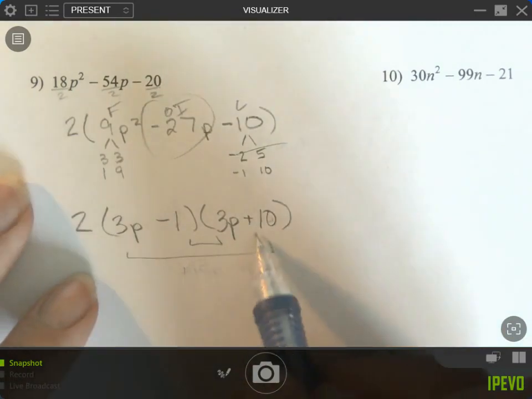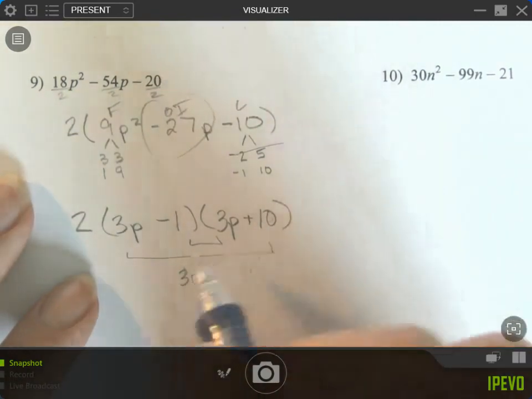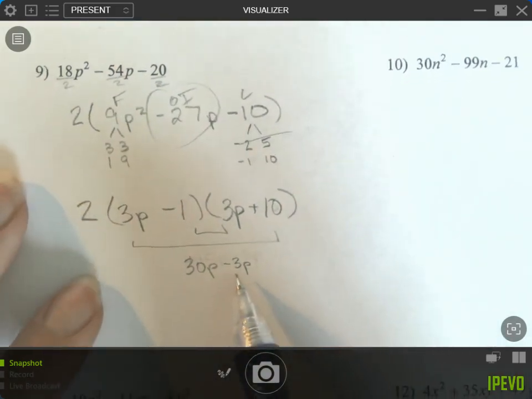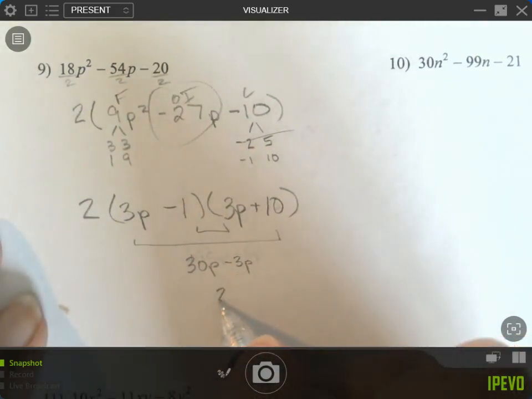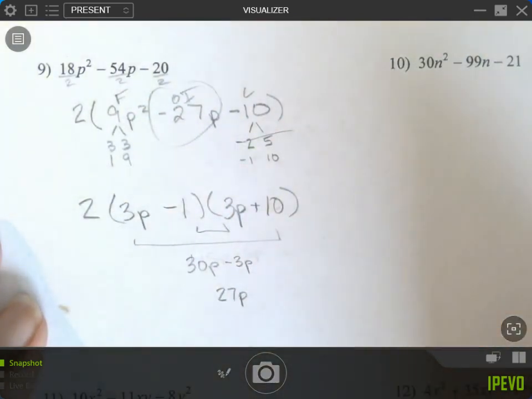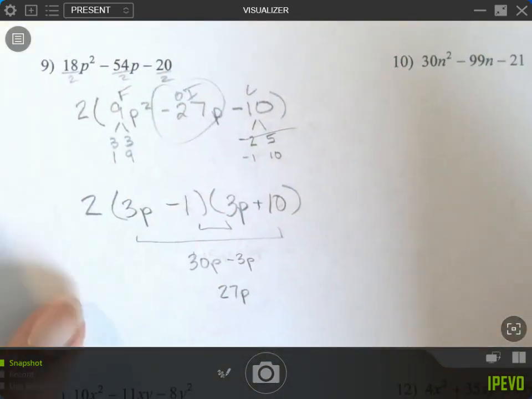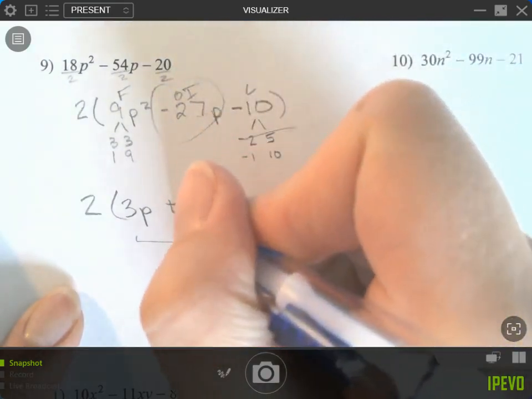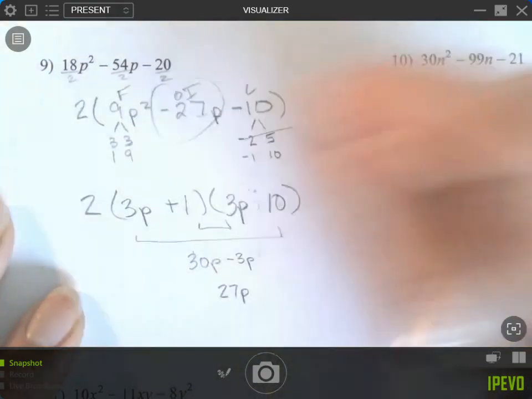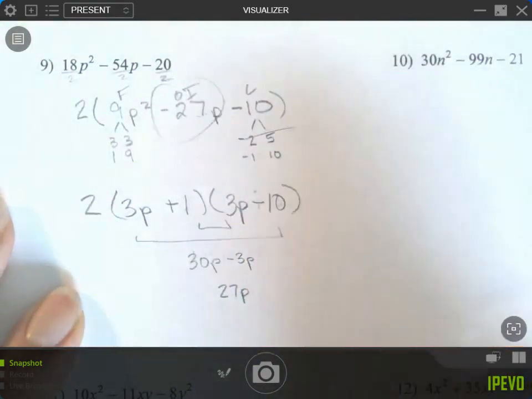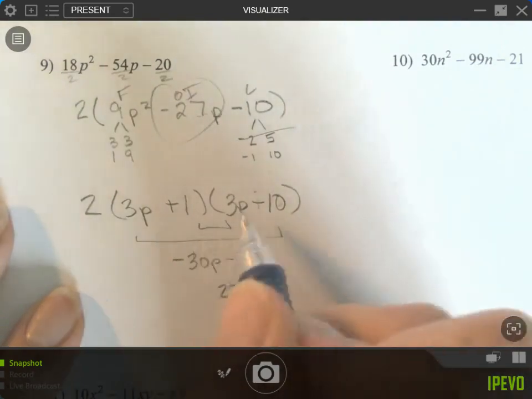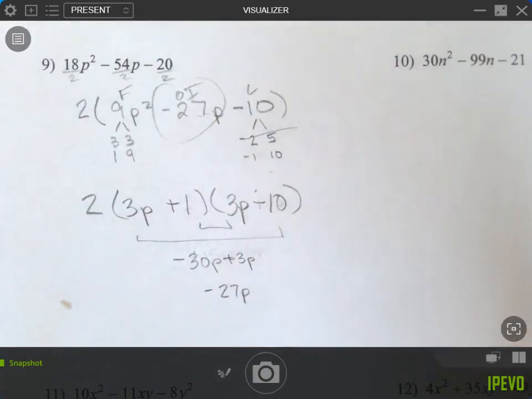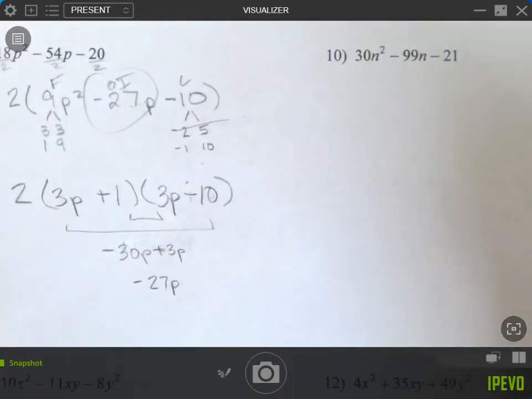All right, 3p times 10 is 30p. Negative 1 times 3p is negative 3p. Okay, what did I get? I got 27p. What should I get? Negative 27. So you told me to flip my signs. Okay, that's an easy fix. That's why I'm not worried about signs. So here's negative 30 and positive 3. There's my negative 27.